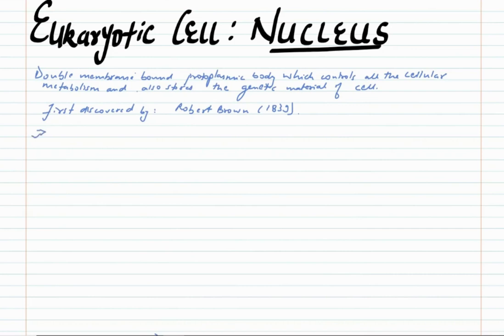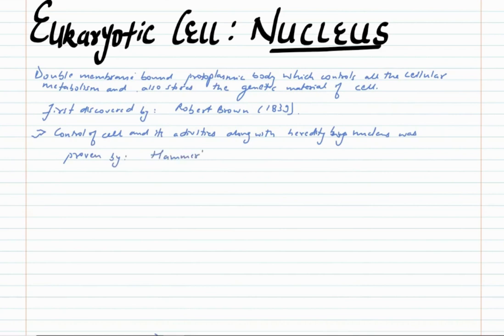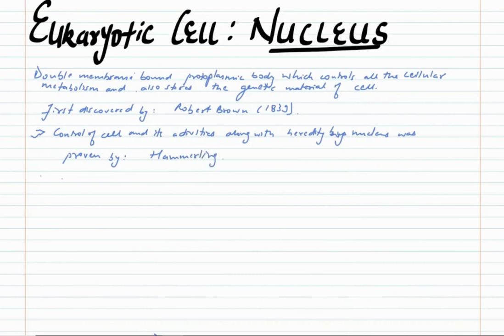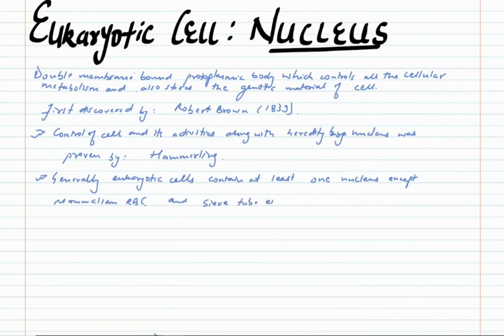So, control of cell and its activities along with heredity by nucleus was proven by Hammerling. Generally, eukaryotic cells contain at least one nucleus except mammalian RBCs and sieve tube elements of phloem.